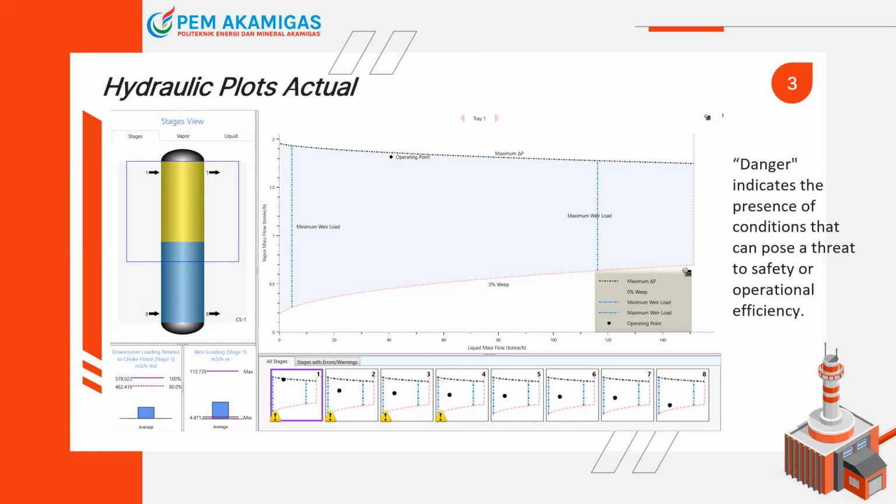The condition on all trays shows no weeping and flooding, but there are warning signs that indicate some attention and monitoring of the column operation condition is needed. However, this doesn't indicate a serious problem with the column operation. Instead, the warning signs can serve as a reminder to monitor and inspect the operating condition more closely to ensure optimal performance.